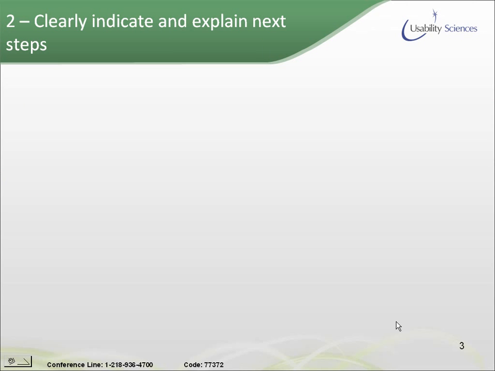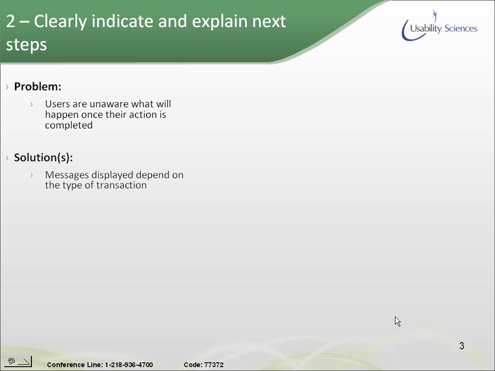Number 2, clearly indicate and explain what's going to happen next. Often users are unaware what will happen once they've completed their action. Easy solution is to give them a message, tell them what will actually happen. And these messages, of course, will be dependent on the type of transaction, whether it's a service or a physical item or something else. If you have next steps that are clickable for users, if they need to check on their order status or go to the My Account page, place those steps above the fold, ideally as close to that confirmation message as possible.